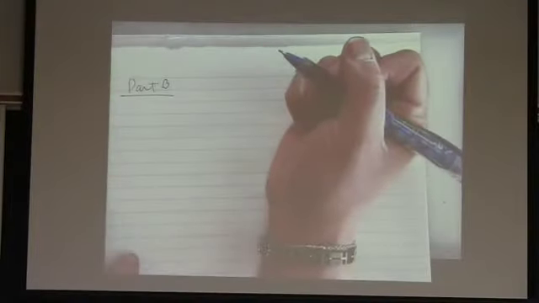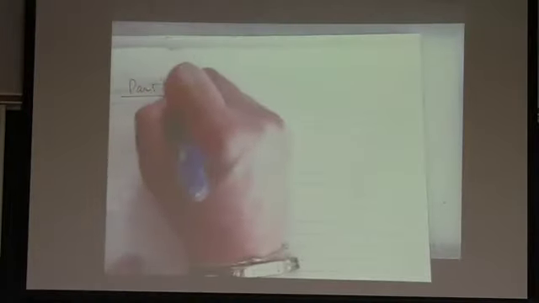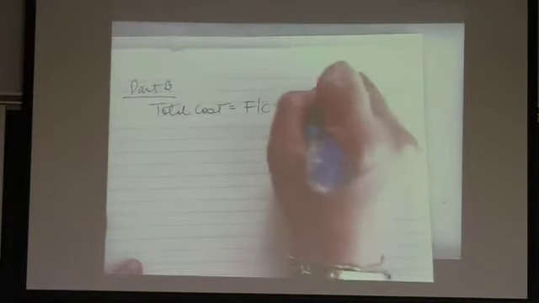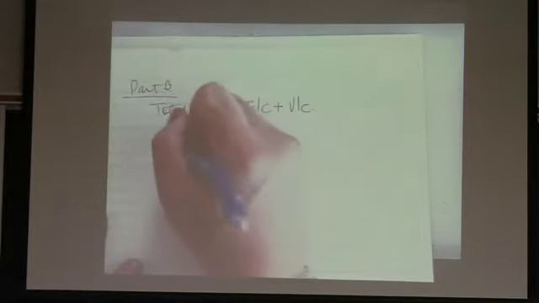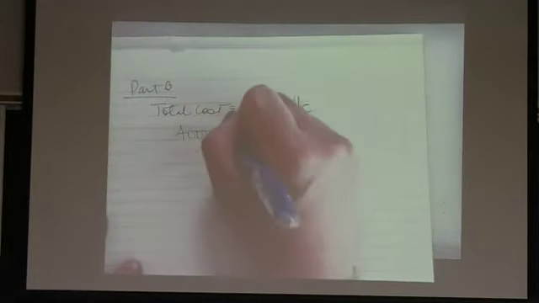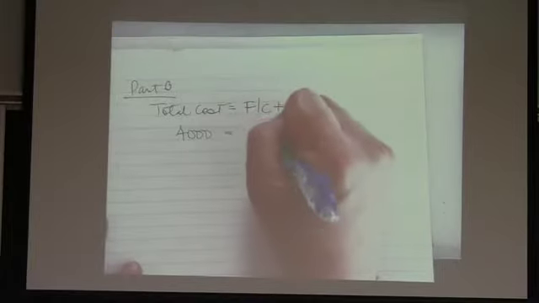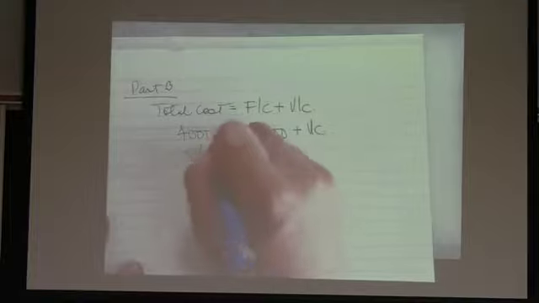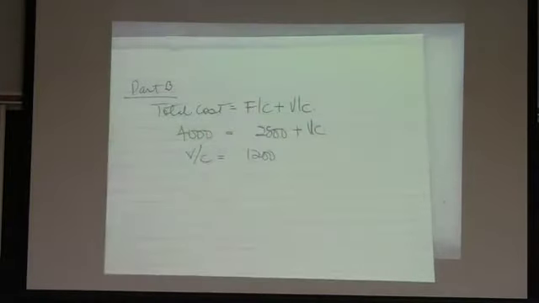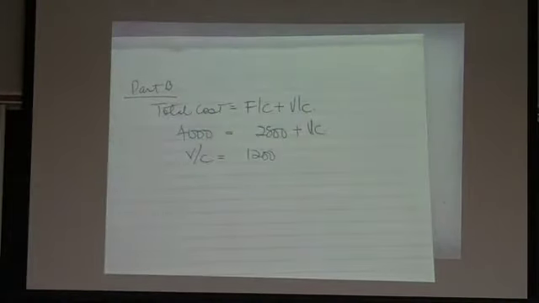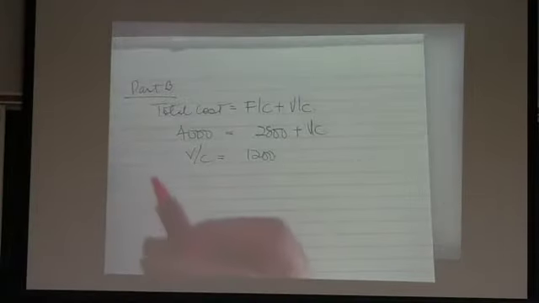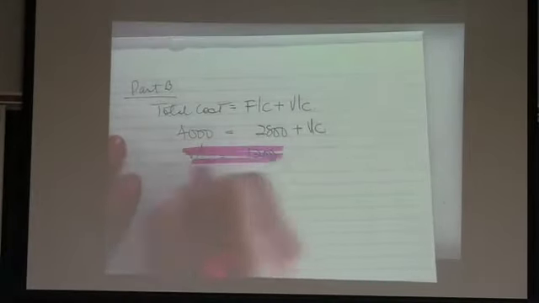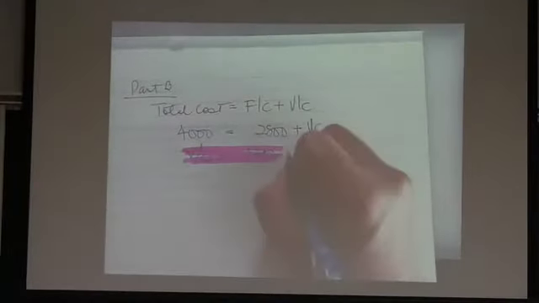Okay, so the variable cost we know from total cost equals fixed cost plus variable cost. We do know the total cost, don't we? This 4,000 equals the fixed cost, which was given to us as 2,800, plus variable cost. Variable cost equals 1,200. So that was one of the required.